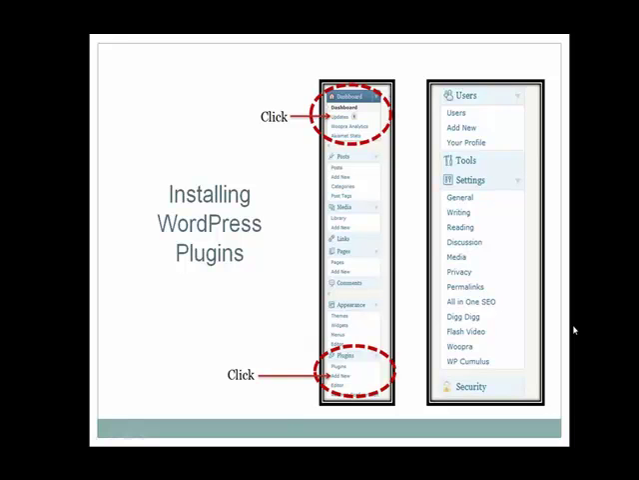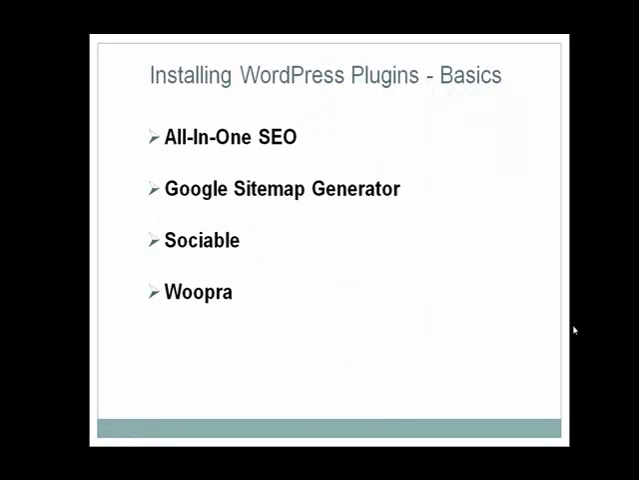So this is just a picture to show you, because we're also going to be talking about installing WordPress plugins. Now plugins basically take your WordPress theme and they actually make it better. They make it stronger. They make it more powerful for you. And there's several types of plugins out there. And some of the basic ones are listed right here.